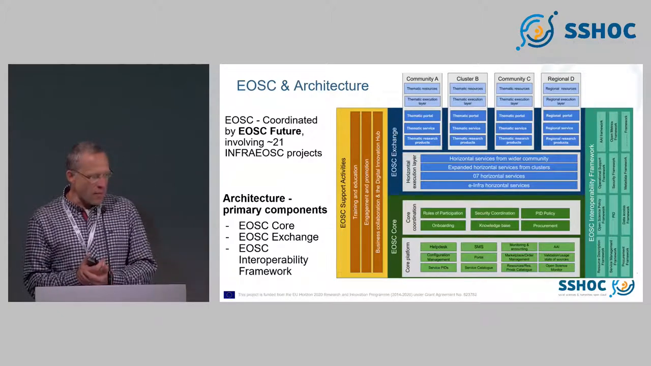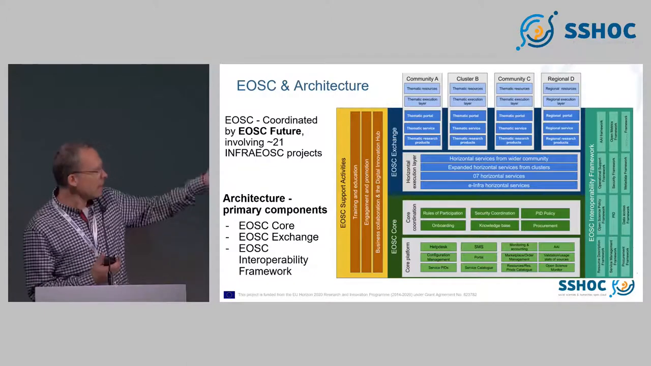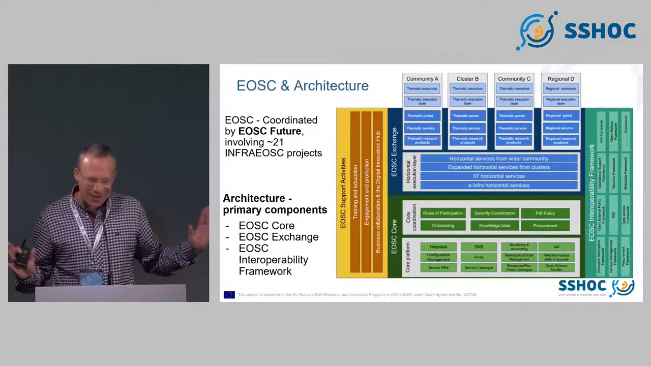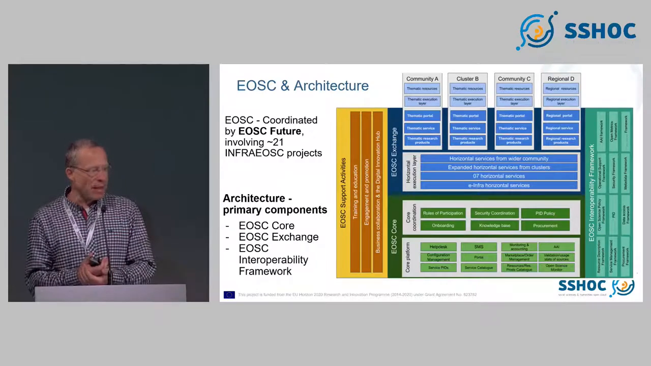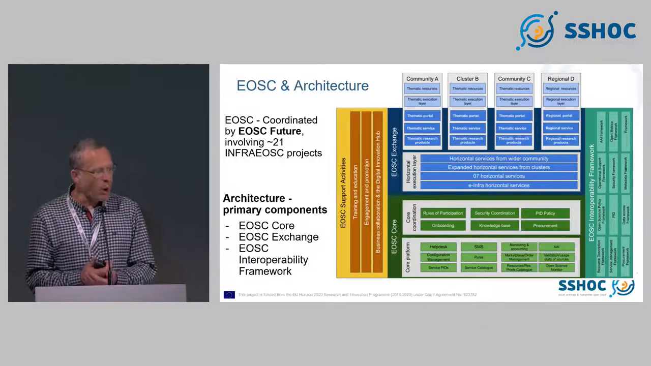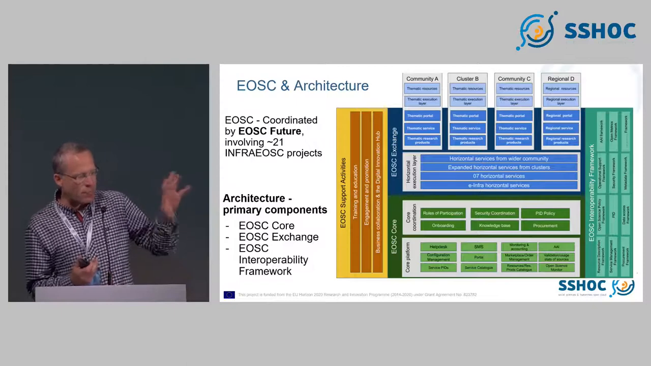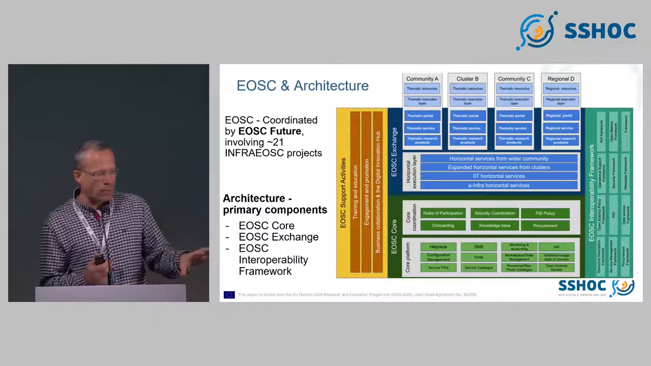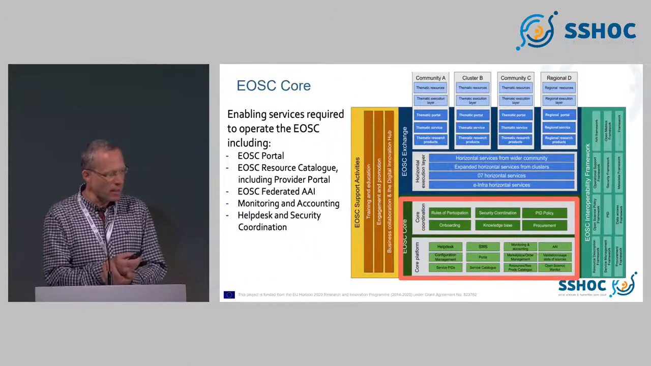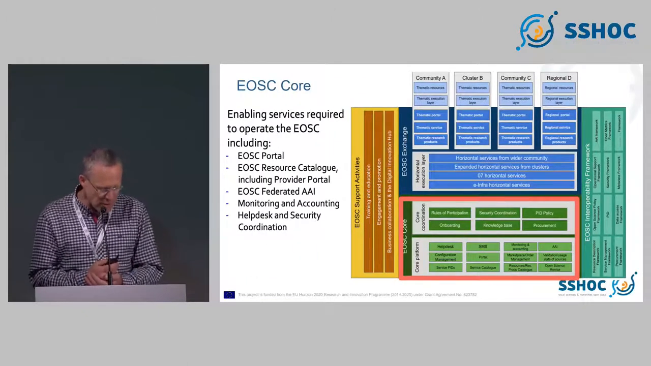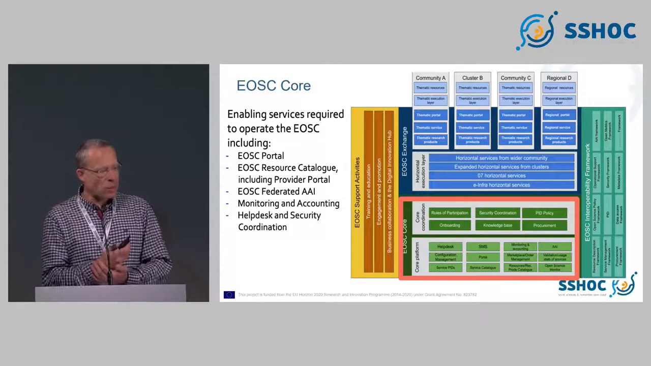So first of all, I'd like to show you this picture. Don't worry, I'm not going to go into too much detail. I think it really is quite helpful to get an idea of the architecture of EOSC. So we have three main parts here: the core, the exchange, and the EOSC interoperability framework. First of all, we have the EOSC core.